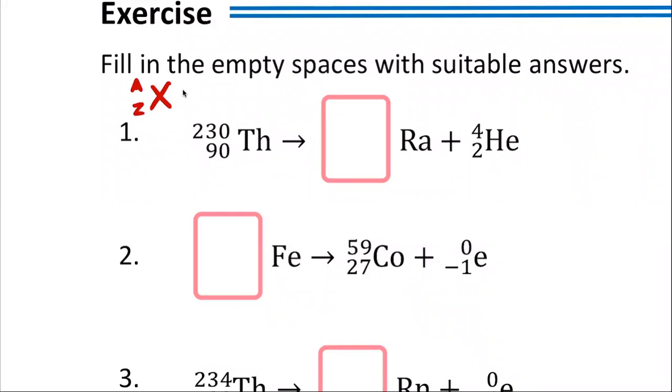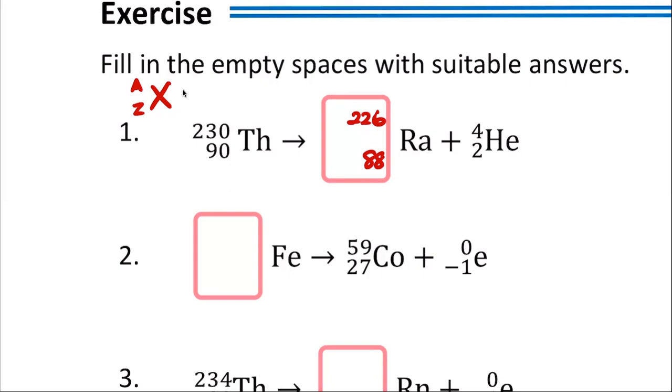Okay, so what is the number? 226 and 88. Okay, so how to get that number is by subtracting the numbers on the left and the numbers on the right-hand side of the equation. So 90 minus 2 is supposed to be 88. And then 230 minus 4, it should be 226. Okay, correct.